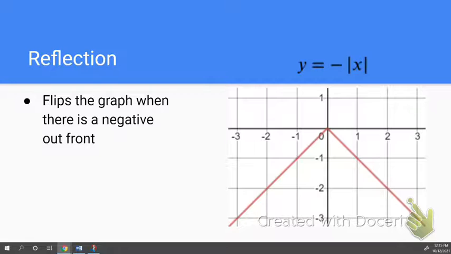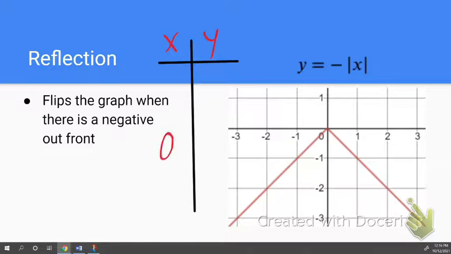Let's do a reflection. Let's graph this one. You should have a reflection graph. Write down the equation y equals the negative of the absolute value. So it's flipping it over our x-axis. We can make the table of values. Again, the vertex is 0, 0.